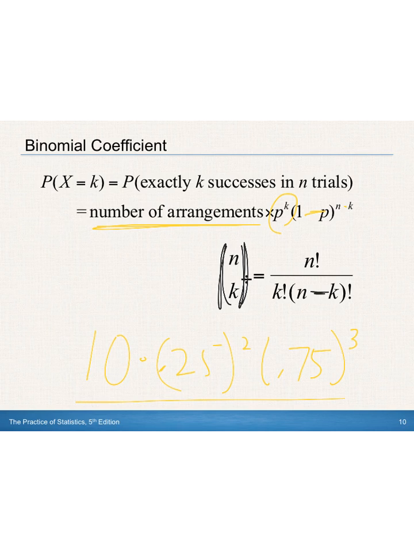And that's how we would calculate the probability that we have 2 kids with a probability of 25% and 3 kids with a probability of 75%, and there's 10 ways of that happening, and then we calculate it.